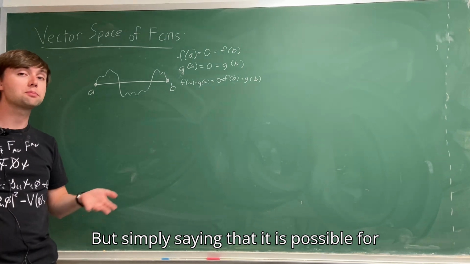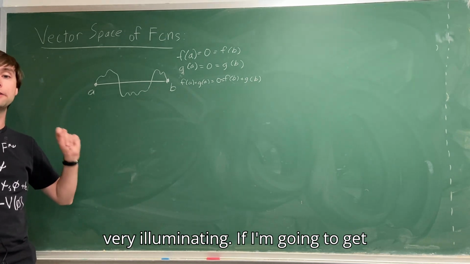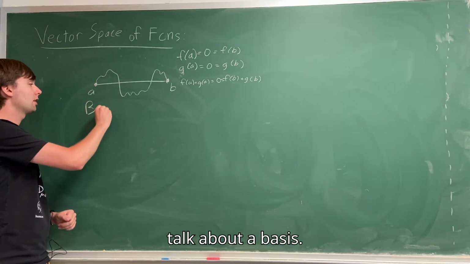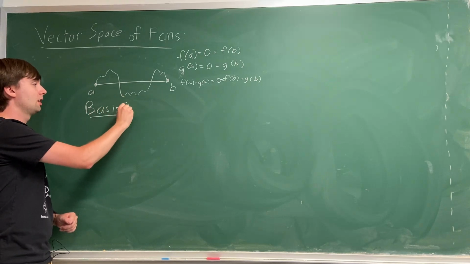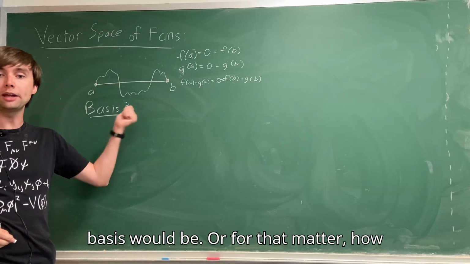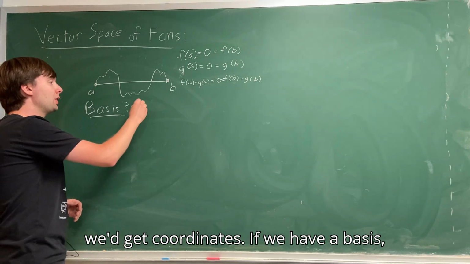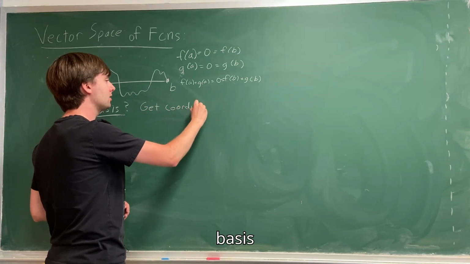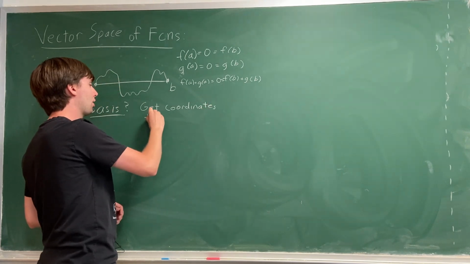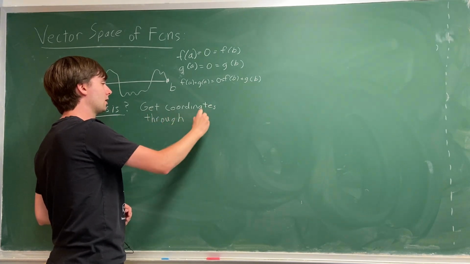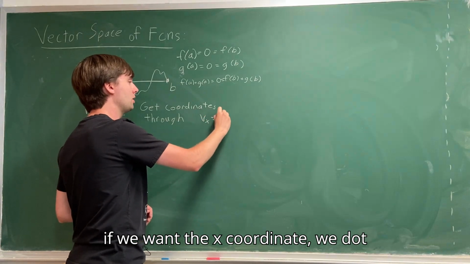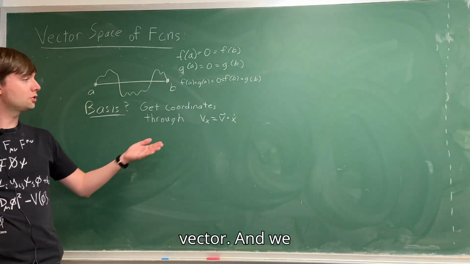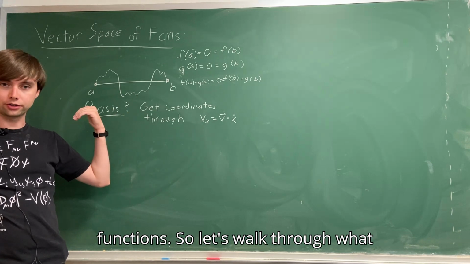But simply saying that it is possible for me to do linear algebra on these is not very illuminating. If I'm going to get into linear algebra, it's helpful to talk about a basis. And it is not clear at all what a useful basis would be. Or for that matter, how we'd get coordinates. If we have a basis, we can get coordinates in that basis through something like, if we want the x coordinate, we dot product v with the x unit vector. And we would like to develop this for our functions.